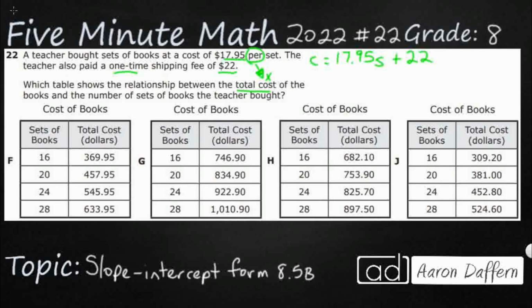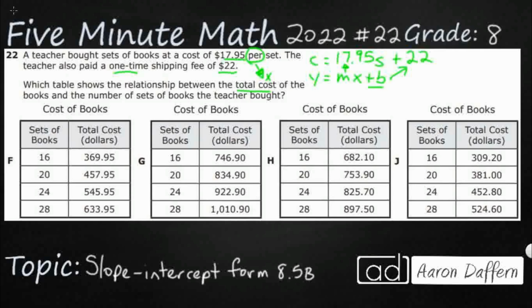So that should look familiar. This should look like slope-intercept form. y equals mx plus b. So this plus b is just the y-intercept. It's just what happens when the x is 0. In this case, the s is 0, just $22. And then the m is our slope. So what's our change? Well, $17.95 for each set.